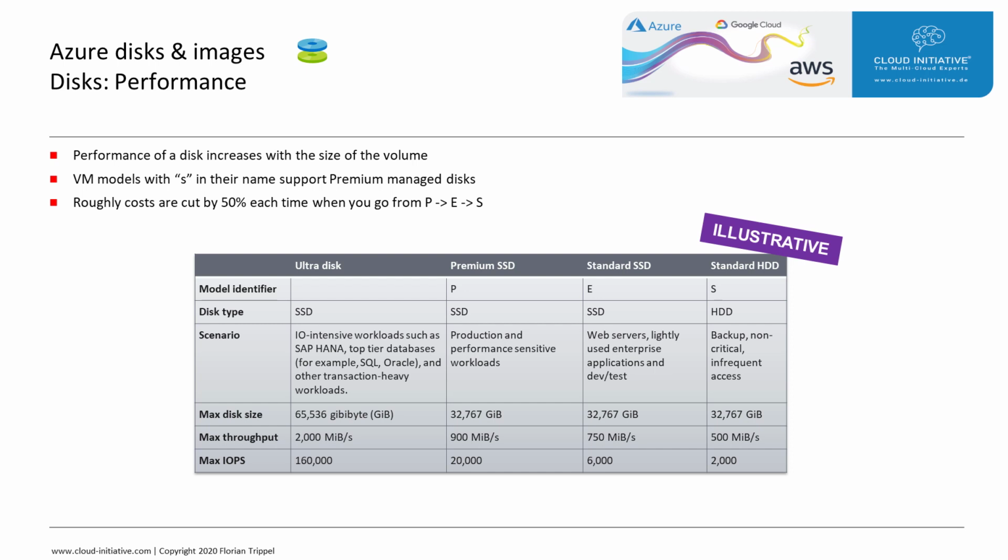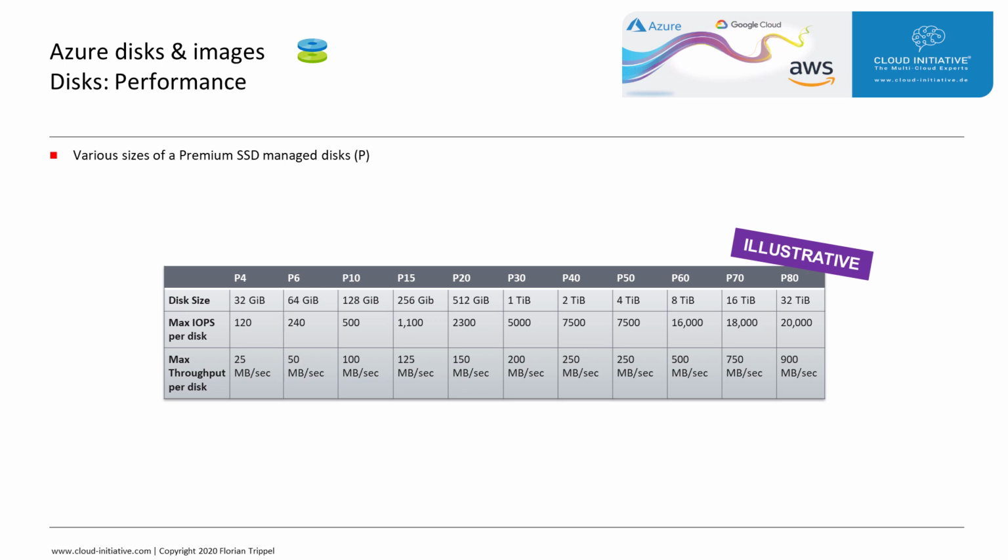You might also want to remember for the exam that the max IOPS number for a standard HDD is around 2000 IOPS. Usually, Microsoft is not so obsessive about these numbers in exams as you might expect from AWS, but this number could be featured on an exam. The performance of your actual disk also depends on the disk size. Here's another illustrative table that shows roughly how performance grows with the size as an example of a premium SSD.